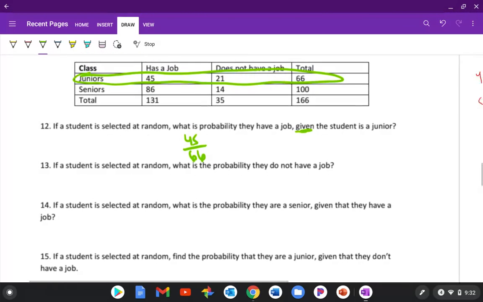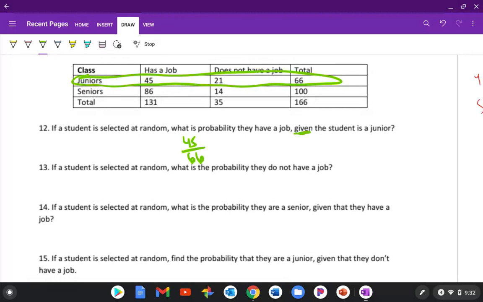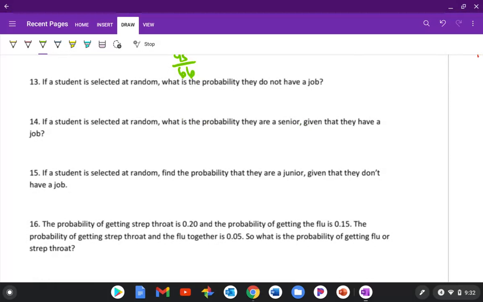13 is not, there's no given part. If a student is selected at random, what's the probability that they do not have a job? So you just find all of the students that do not have jobs, 35 over the total. Just pay attention to whether there's a given part or not.